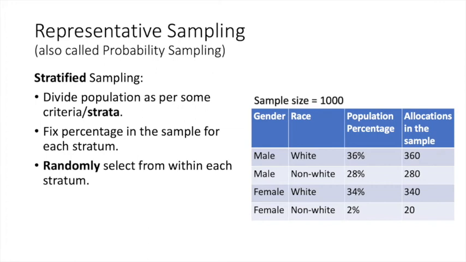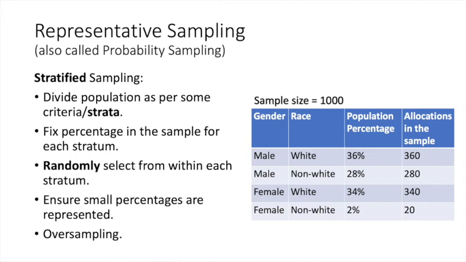An advantage of using stratified sampling over simple random sampling is that small percentages of the underlying population are guaranteed representation in the sample. For example, here non-white females are only 2%, and due to chance, they may be missed altogether in a random sample. However, a fixed allocation of 20 in the sample ensures that non-white females get their representation. Stratified sampling sometimes oversamples small percentages. So for example, the allocation of non-white females can be increased in the sample to allow them a greater say in opinion polls.